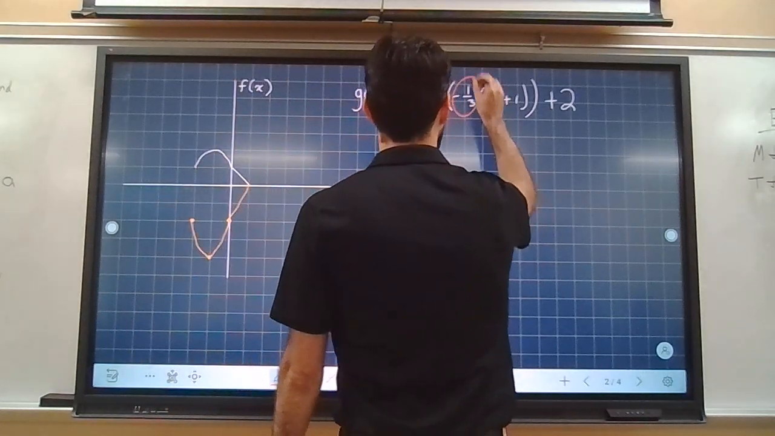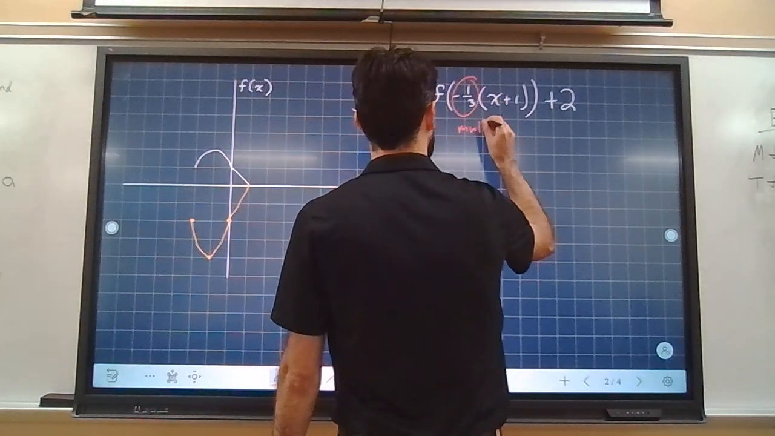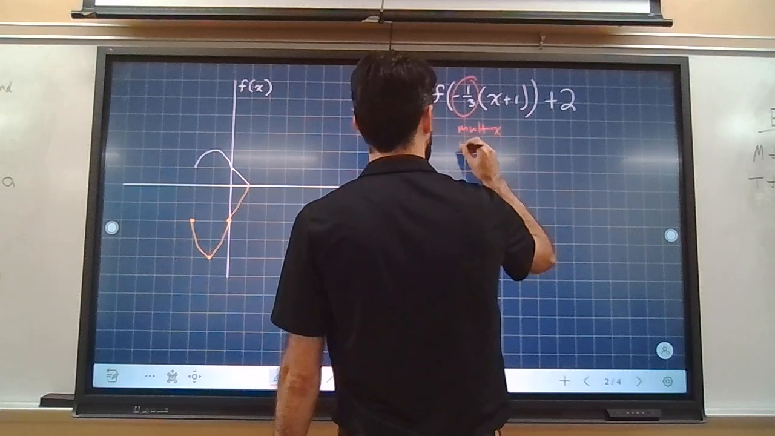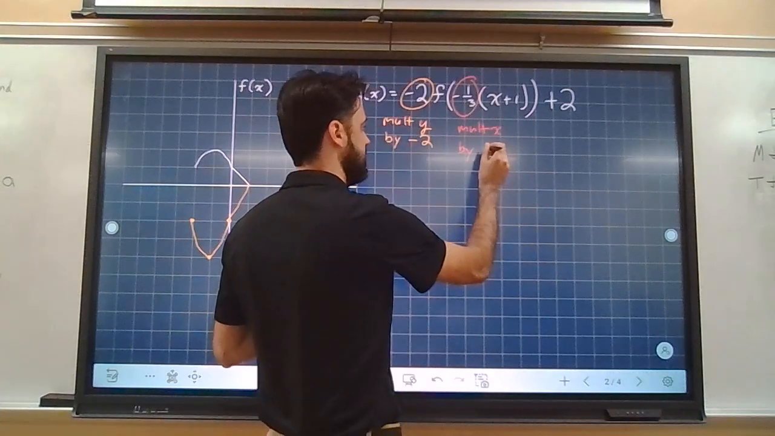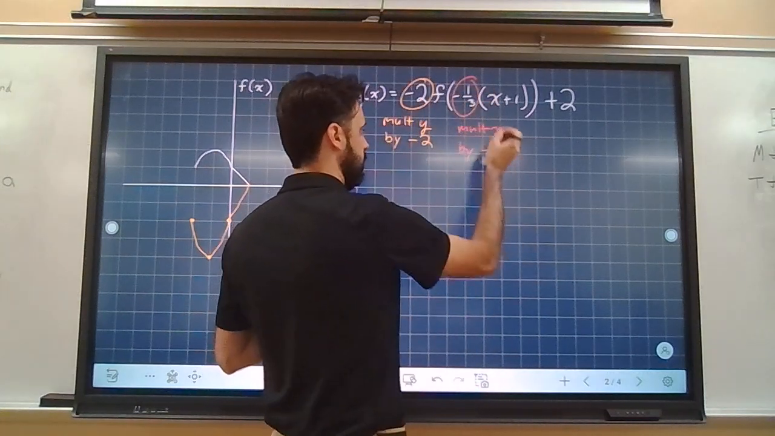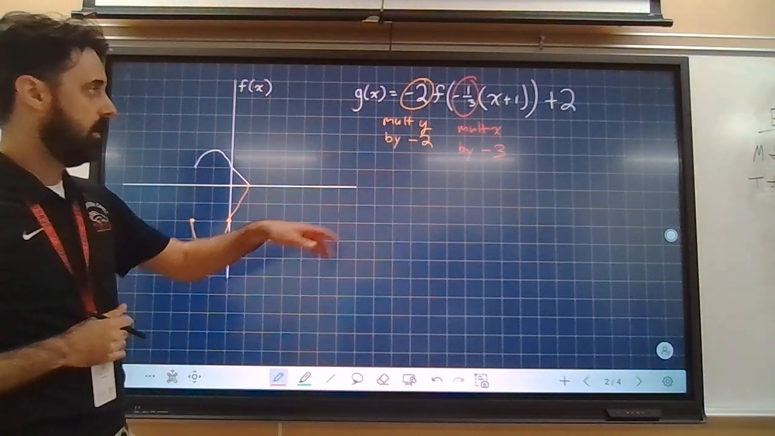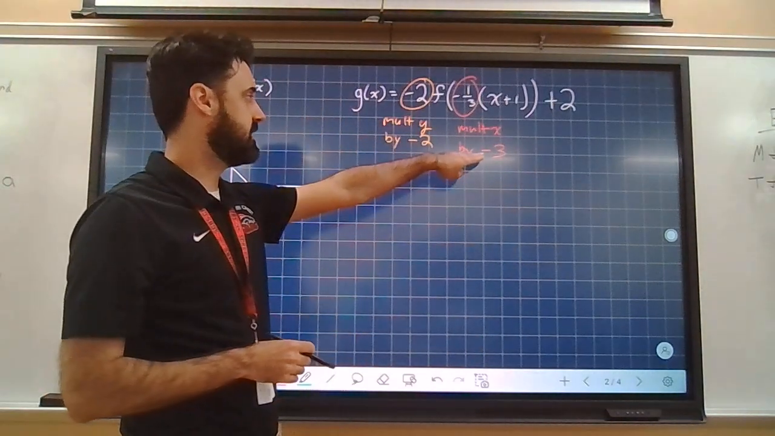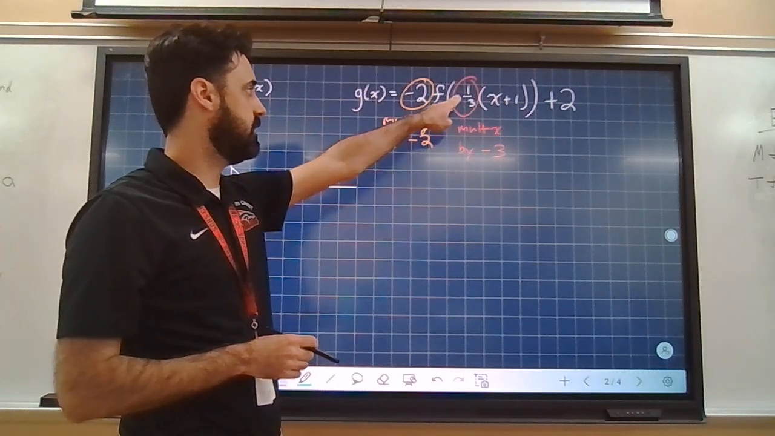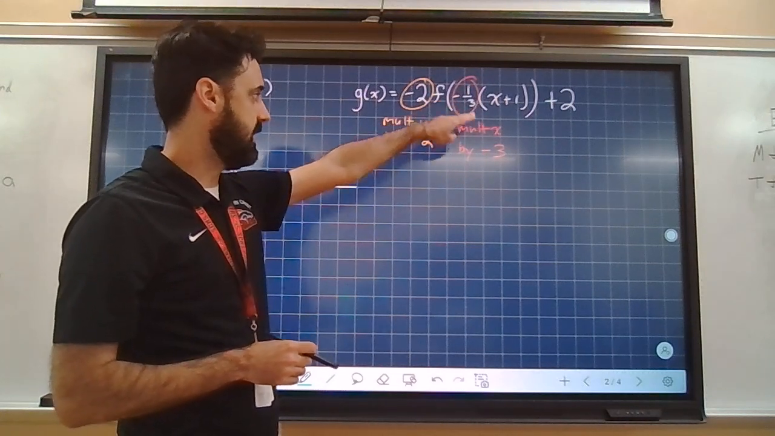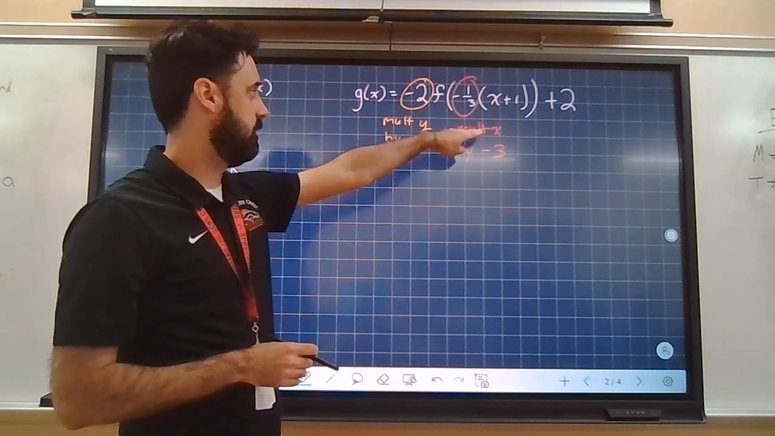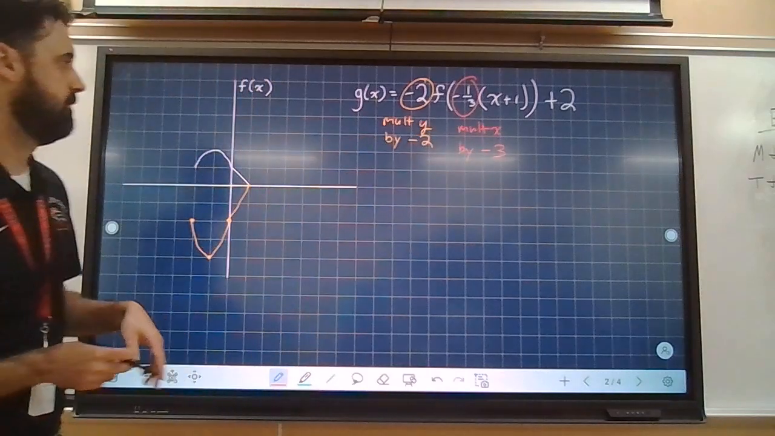All right, up next, I'll switch to that color. I'm going to multiply the x's by the reciprocal. So the negative is going to stay. The reciprocal of 1/3 is going to be 3/1, or 3. And again, if I multiply by -3, that's going to take care of reflecting it over the y-axis and multiplying the x coordinates by 3 as well.